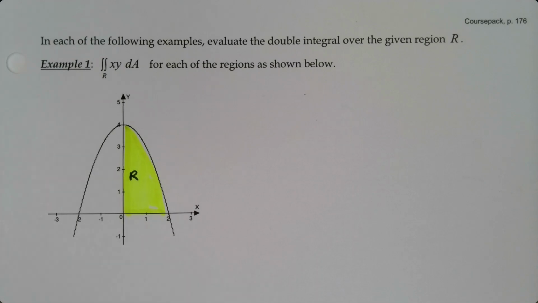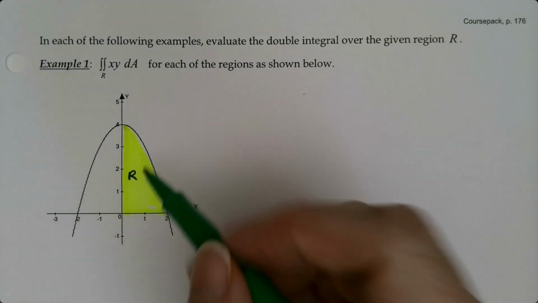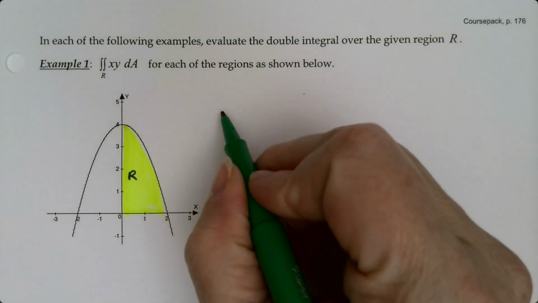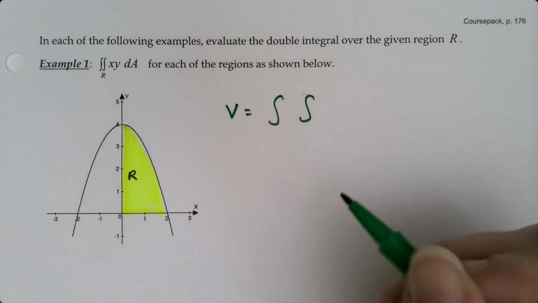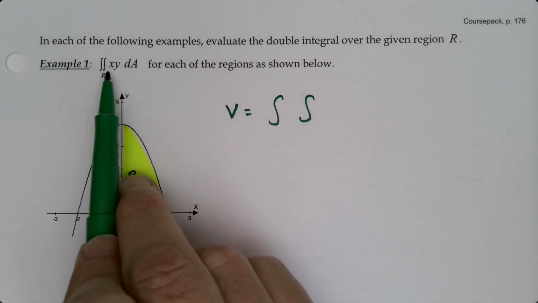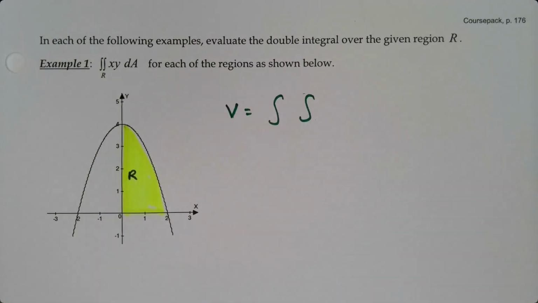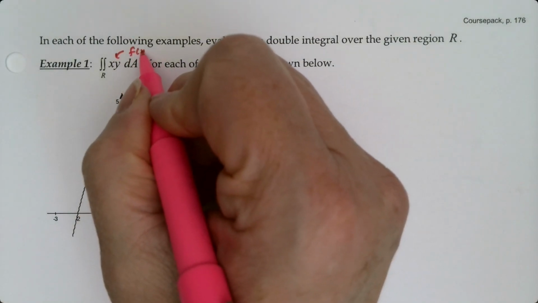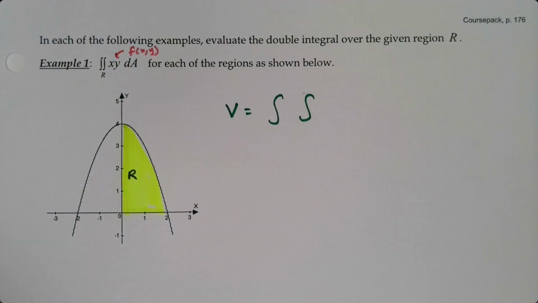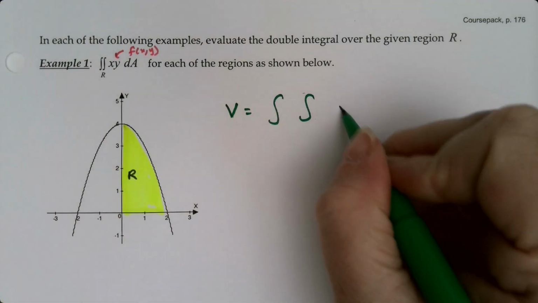Okay, so for this one, let's think. I want to find the volume, so I need a double integral. And then I want to think about my function. So that's xy. It says it right here. You can see it right there. That's your f of xy right there inside. So it's going to be xy.